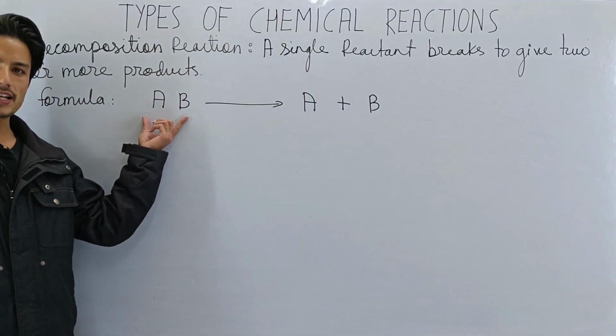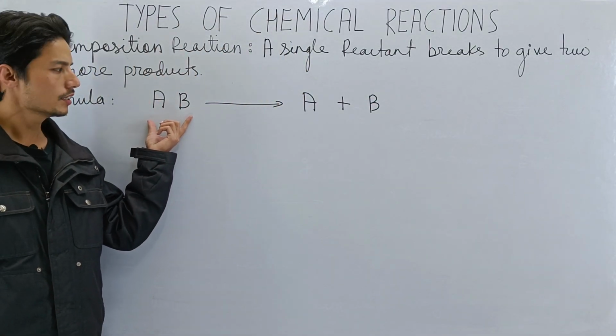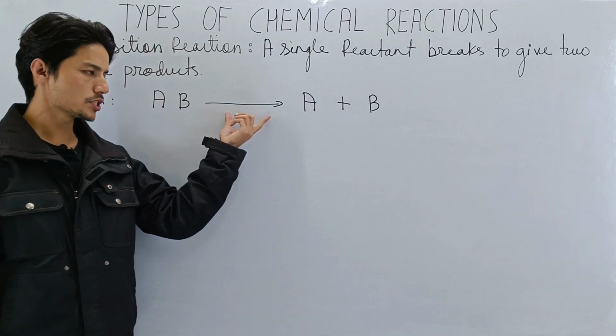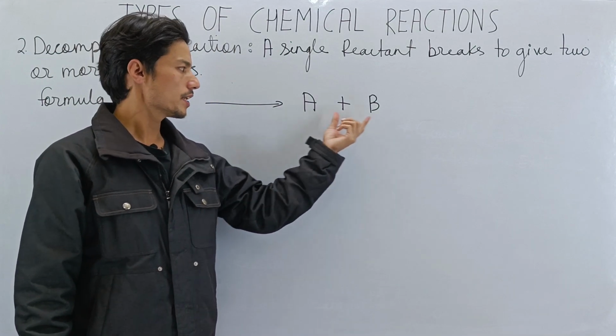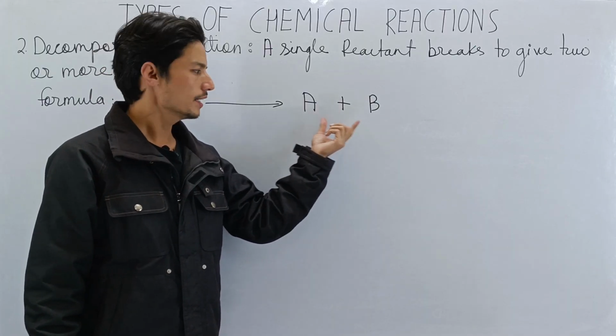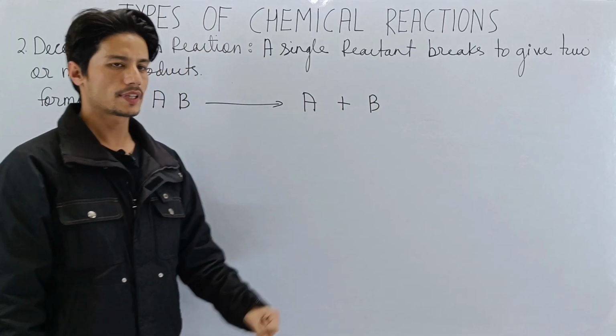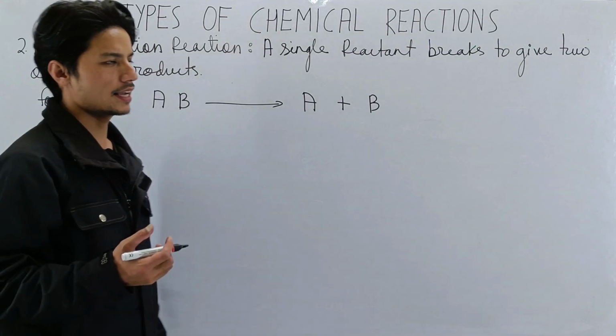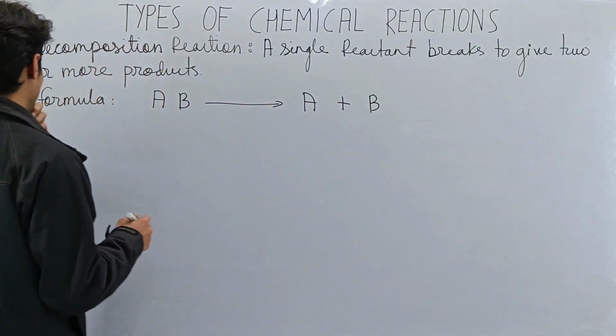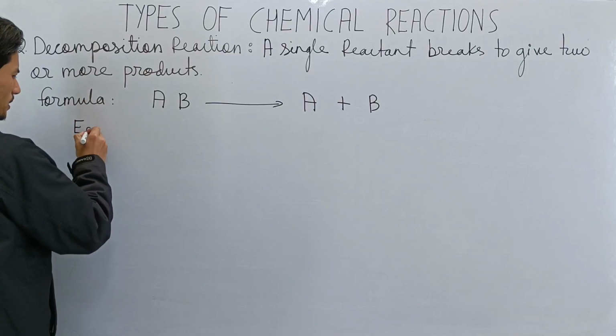So AB is a reactant. This is a compound, and it undergoes decomposition reaction and gives you two products, A and B. Now this is an element, this is an element. Now let us take an example from your textbook. There are lots of examples given in your textbook.